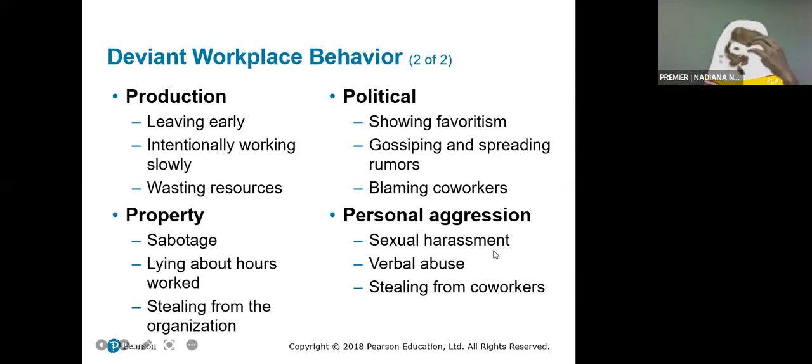That is very dangerous now in the workplace. You must avoid sexual harassment or any harassment: sexual harassment, religious harassment, and race harassment also. Race harassment also happens. These are some of the branches of harassment, not sexual harassment only. Race harassment, religious harassment, verbal abuse, and stealing from co-workers.